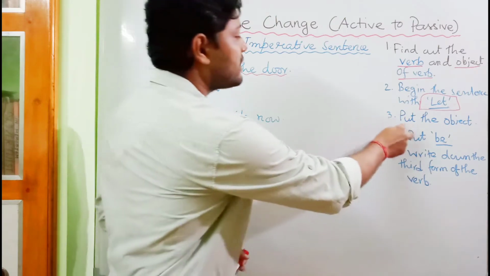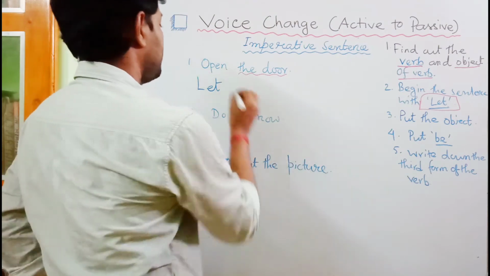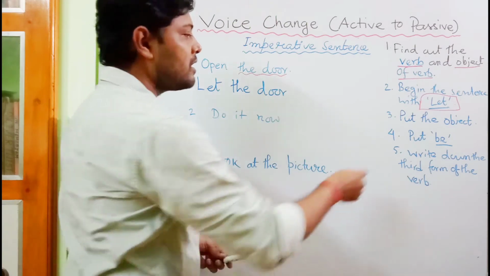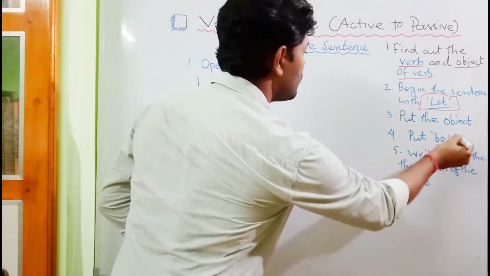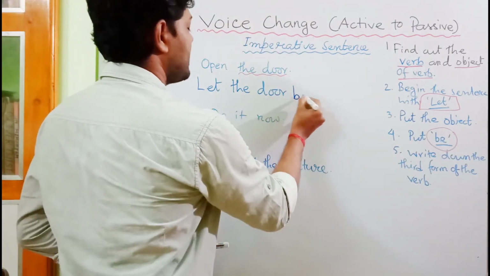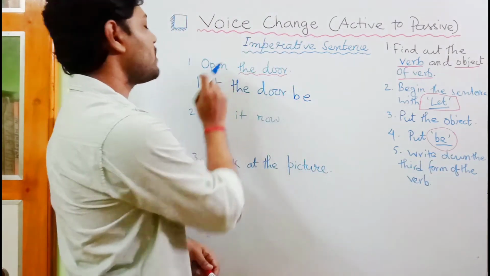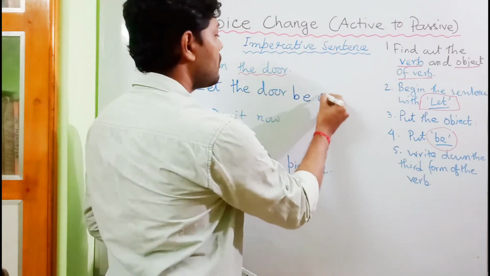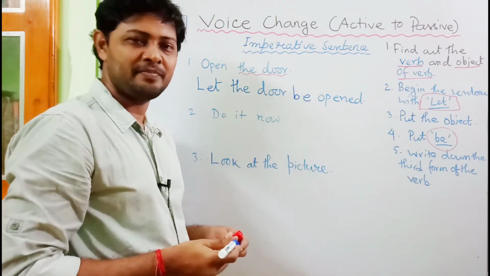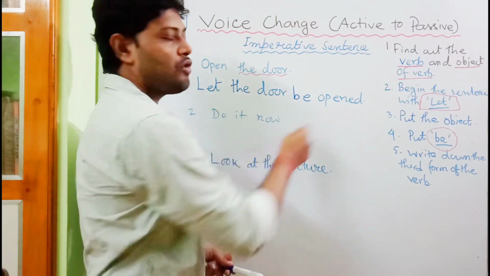So what is the third rule? Put the object. So first begin the sentence with let, then put the object. Let the door. Then what is the fourth rule? Put be. So we have to write this word be after the object. And the last rule is to write down the third form of the verb. What is the third form of open? That means the past participle form, opened. And this is the answer. Isn't it easy? Very easy. Open the door. The answer is let the door be opened.